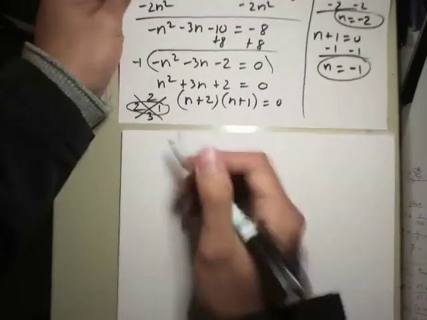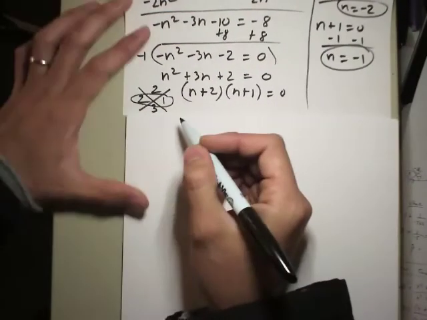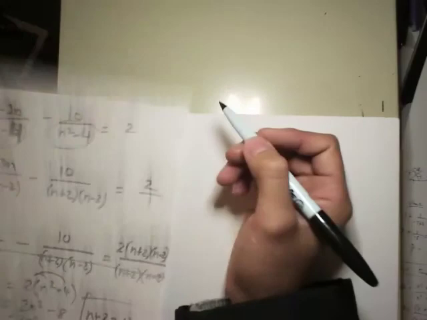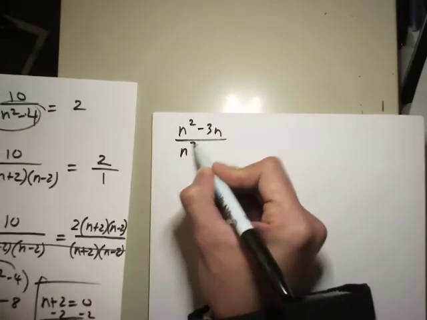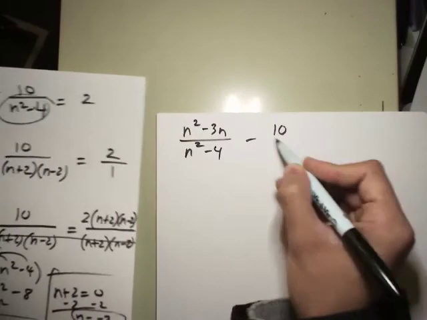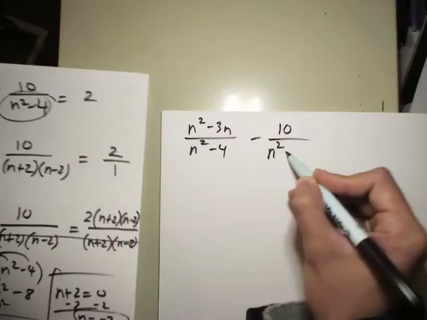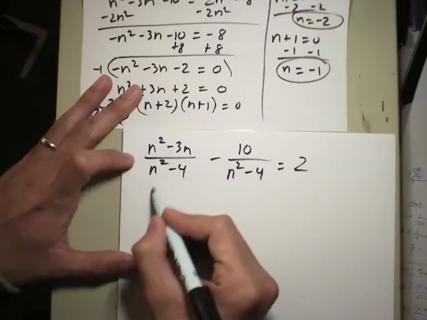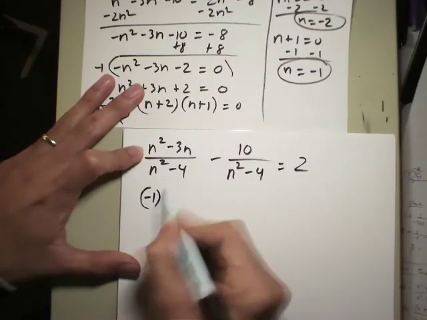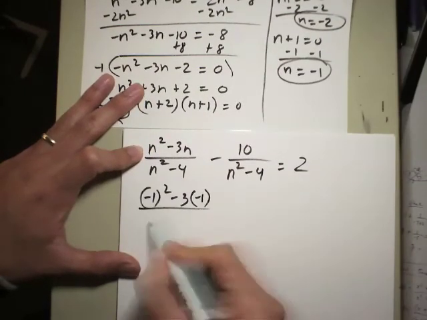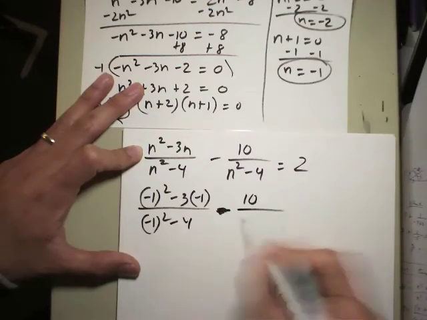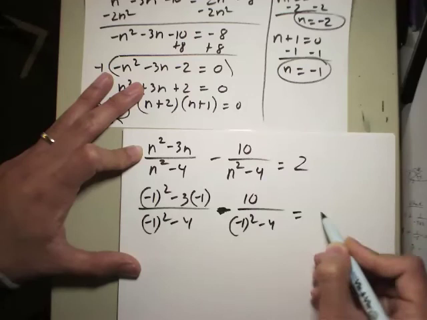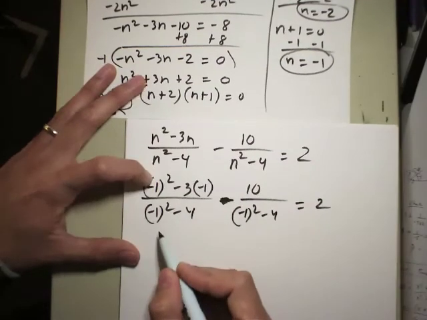So what you should do right now is to go ahead and try to plug that back in. Here's my original equation. So I'm going to go ahead and try to plug in negative 1. If I plug in negative 1 here, that's going to become negative 1 squared, minus 3 times negative 1, minus 10, over negative 1 squared minus 4 equals 2. So solve it. This is 1.